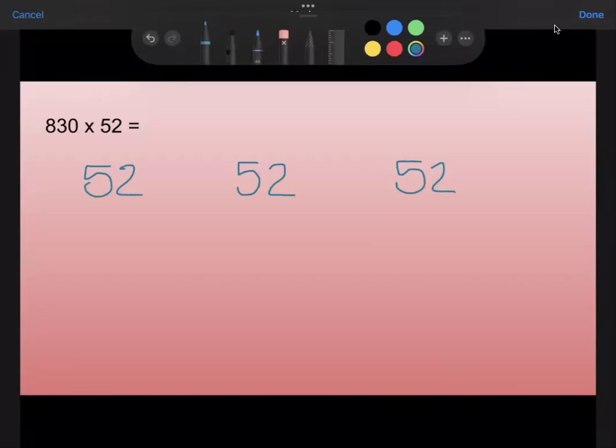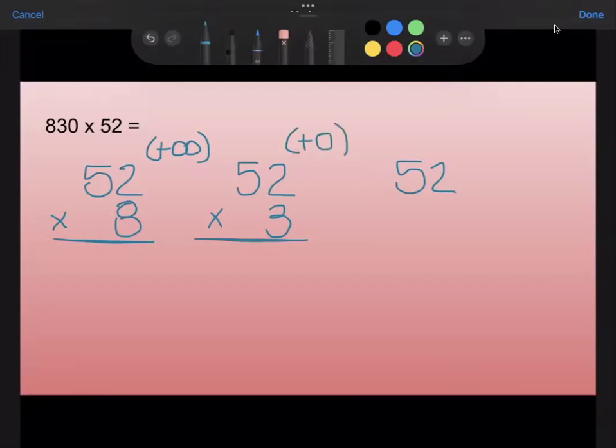Okay, so 8 in the hundreds place represents 800. So I'm going to put 8 here, but remind myself that I have to add 2 zeros at the end to represent that hundreds place. So that's going to be 52 times 8. For this middle one, 3 in the tens place. So I'm going to put 3 here, but I'm going to remind myself that I have to add a 0 to the end of that to represent the tens place. Now you may notice that this ends in 0, 0 ones, and any number times 0 is 0. So we don't even have to do that part. We're just going to cross that off. Okay, so 2 times 8 is 16. And then 5 times 8 is 40, plus 1 is 41, 6.